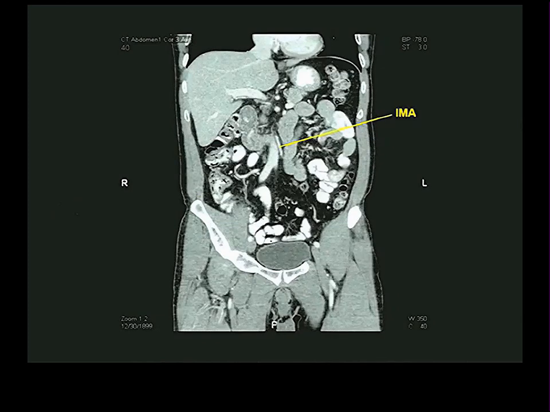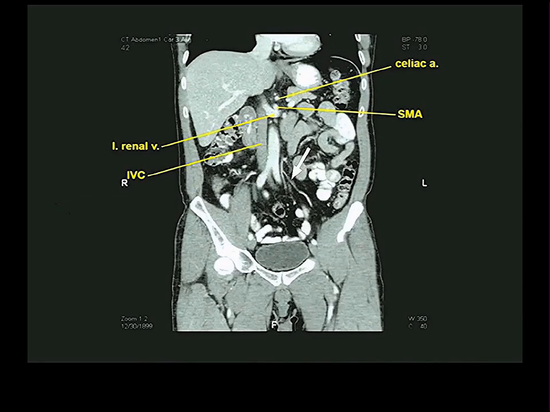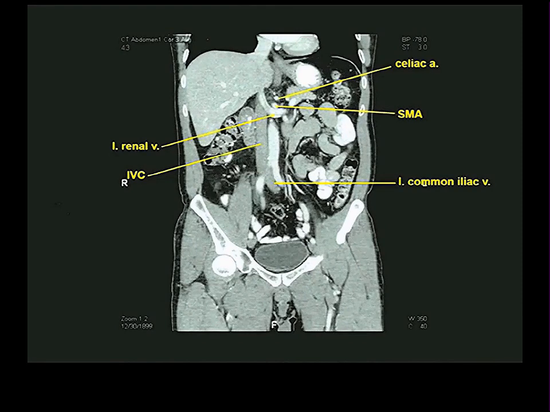If I go forward one step, here's an artery that's coming off the front of the aorta, posterior to the third part of the duodenum. That's the IMA. And here, following the IMA down, there's a sigmoidal branch, and then it's crossing the left common iliac artery to get into the pelvis.